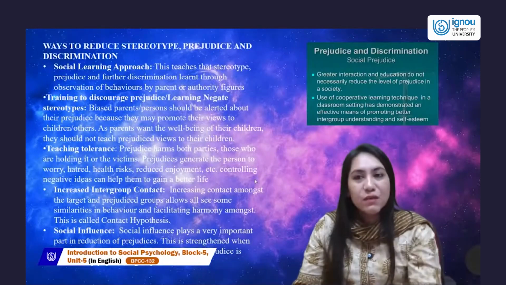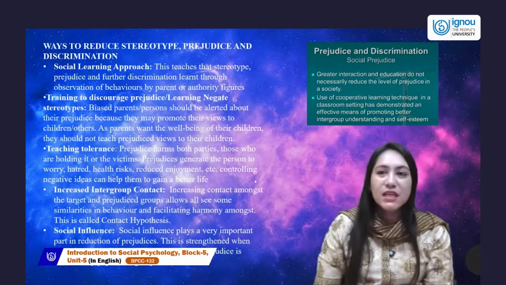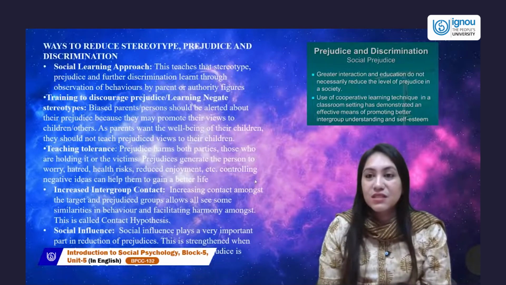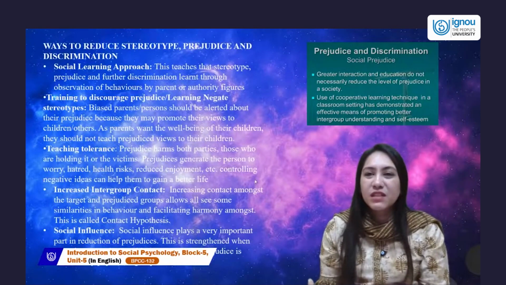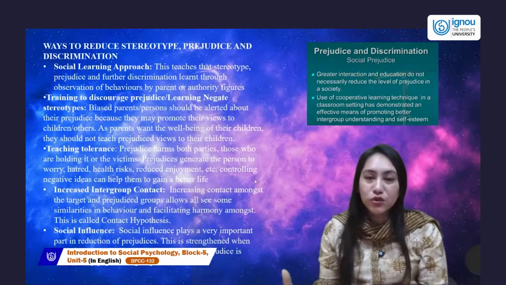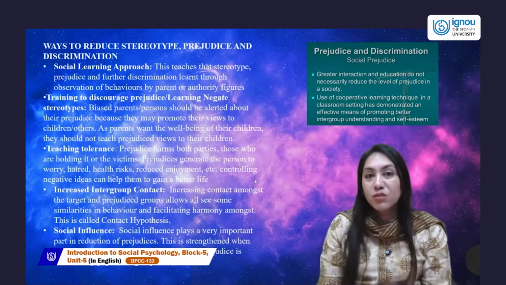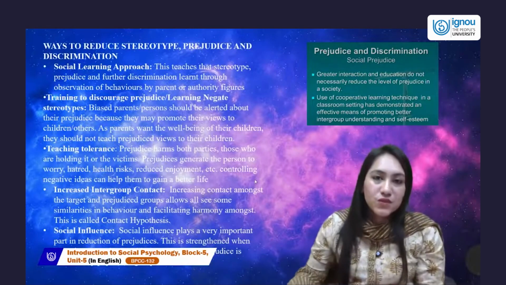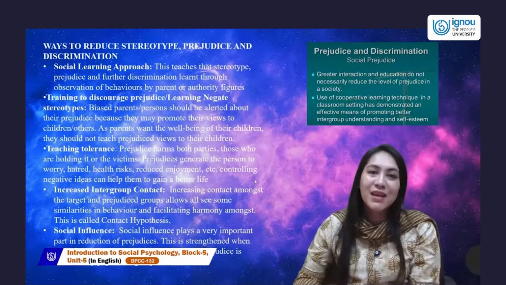Then let's have some more understanding with the picture that I have, which is prejudice and discrimination. Greater interaction and education do not necessarily reduce the level of prejudice in our society. There is a possibility that too much interaction might not help without an appropriate level of education and knowledge. We should also be using cooperative learning techniques, which in a classroom setting have demonstrated an effective means of promoting intergroup understanding and self-esteem.